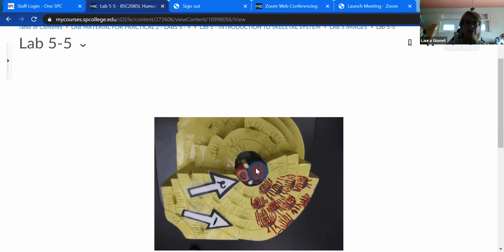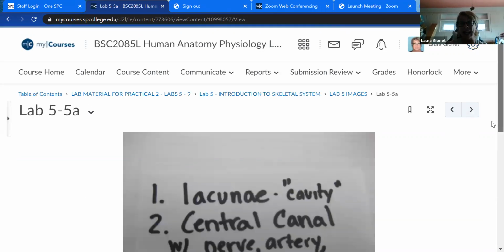So here we have the big hole in the center, the central canal, which has arteries and veins, arteries in red, veins in blue, nerves in white. This here, sometimes they'll be identified in yellow. And if you see green things somewhere, that represents a lymphatic structure. It's the big hole in the center. The rings of matrix are called lamella. The matrix is identified in that yellow color.